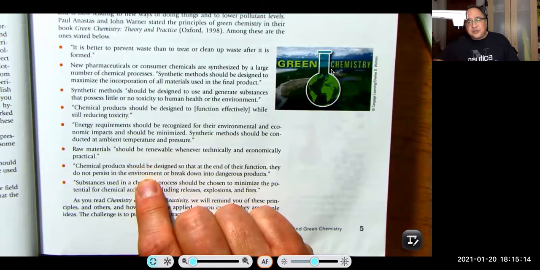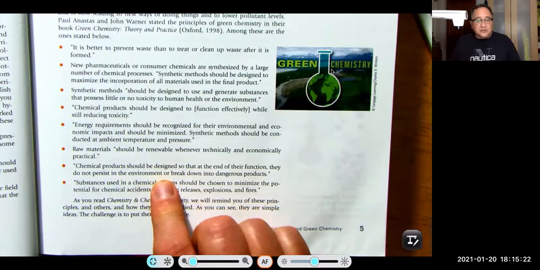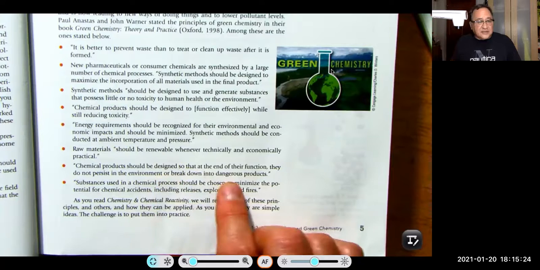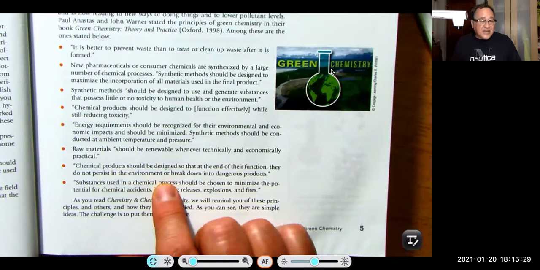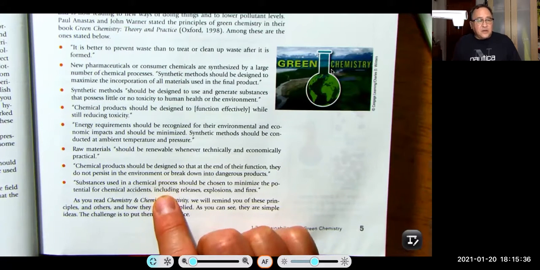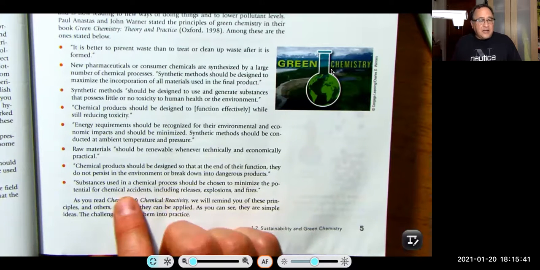Chemical products should be designed so that at the end of their function, they do not persist in the environment or break down into dangerous products. Well, dangerous products sounds like the toxic part, and they do not persist in the environment means that it's kind of a waste that you don't want. So I think these are covered previously. And then you want to choose processes that minimize chemical accidents. So that's a safety issue.